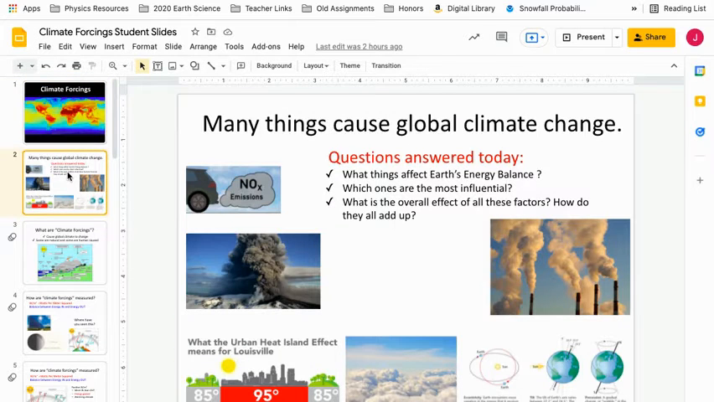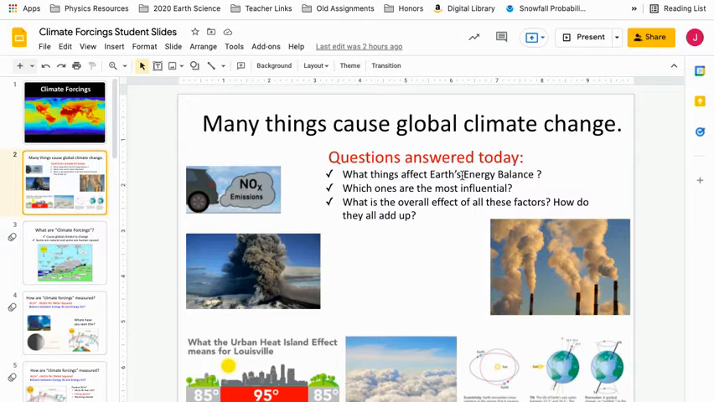So first off, understand that many things affect climate change. The climate is a very, very intricate, dynamic thing that is affected by a lot of different variables. And even those variables, the way they interact can affect climate in one way or another. So it is really hard to understand how all these things kind of go together. But that's the point of what we're going to do right here.